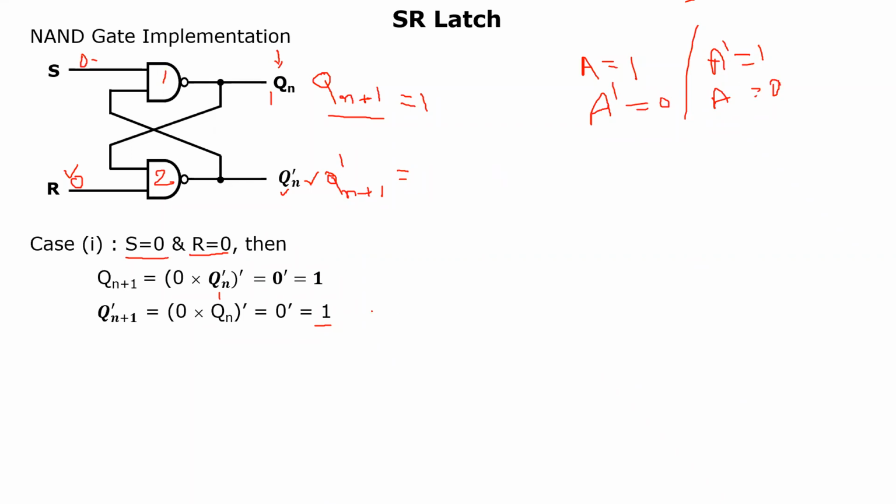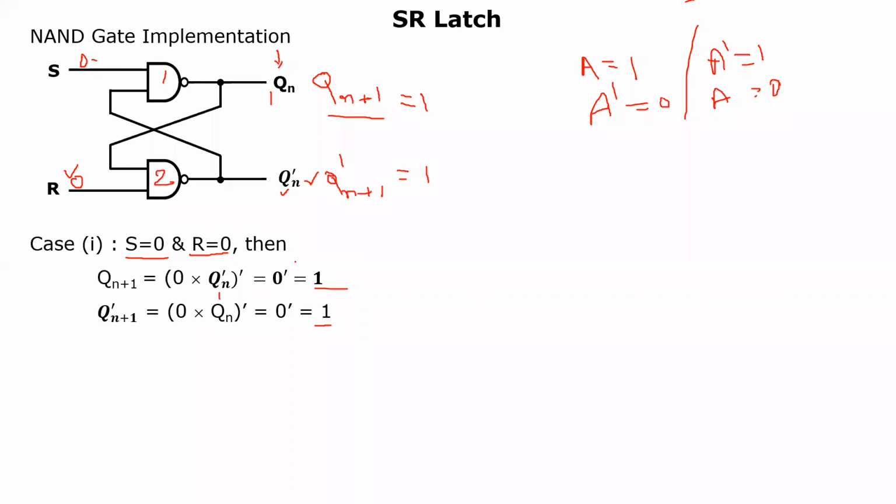But here you could see Qn plus 1 value is equal to 1 and Qn plus 1 complement value is also equal to 1. So it could not exist as far as number system theory is considered. So this case is called the forbidden case. You could not achieve such a case here. So as and when both inputs are 0 with this SR latch, you could not get any kind of value as output. This is considered the forbidden case.